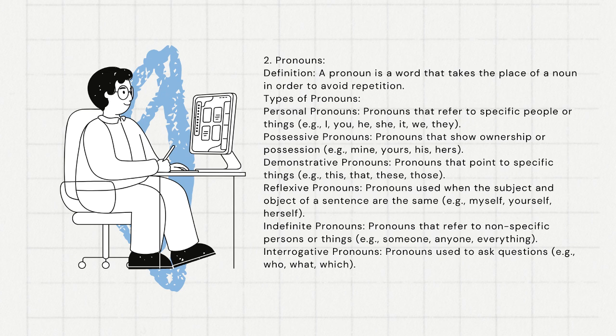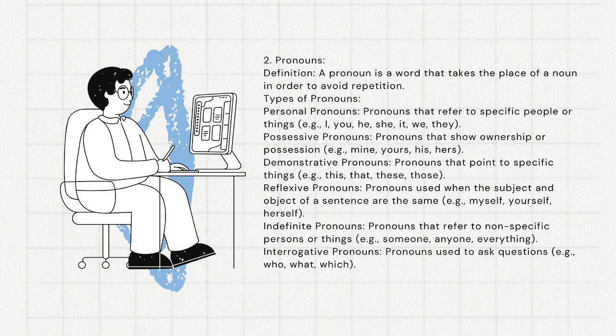For example, personal pronouns. Pronouns that refer to specific people or things. For example, I, you, he, she, it, we, they. Possessive pronouns. Pronouns that show ownership or possession, like mine, yours, his, hers. Demonstrative pronouns. Pronouns that point to specific things like this, that, these, those.